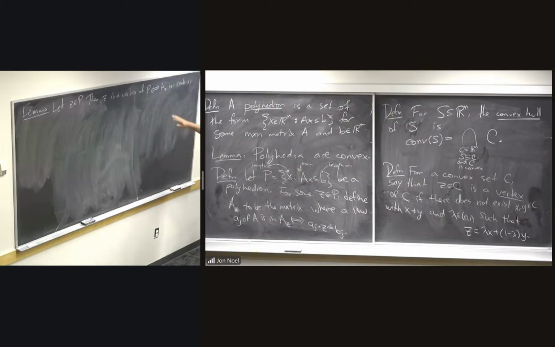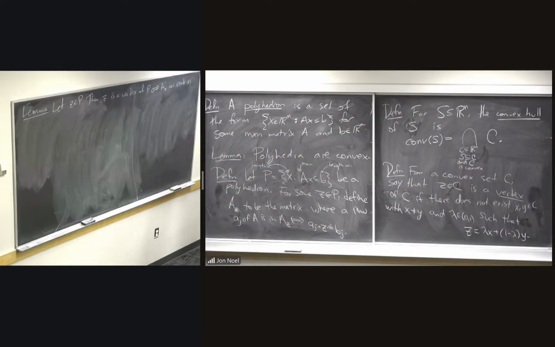I actually don't really care how many rows AZ has. If it has rank n, it must have at least n rows. But the important thing is, you can think of this intuitively. Suppose you take a point in the polytope. If none of the constraints are tight, I can move any way I want without violating a constraint, if I move just a little bit.